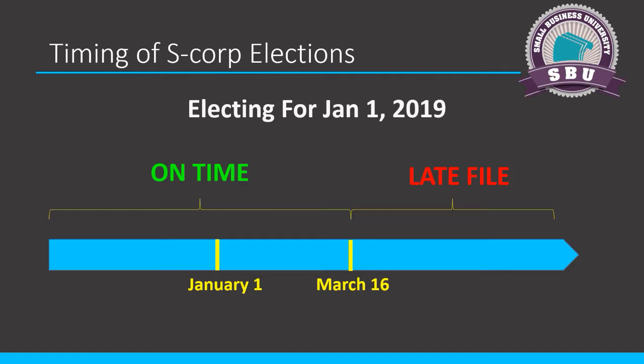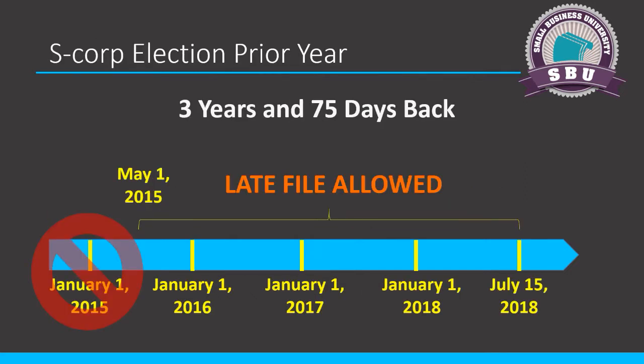Let's take a look at another slide here, and it'll make a little bit more sense about this 3 years and 75 days back idea. So in this slide, let's imagine that today is July 15th, 2018. How far back could we go to convert an S-Corp for a company? Well, we know that we can go back 3 years and 75 days. That means we can do it for the 2018 tax year, right? We can go back and be an S corporation for January 1, 2018. We can even go back to January 1st, 2017, right? And we can even go back to January 1st, 2016, because today, July 15th, 2018, is within 3 years and 75 days.